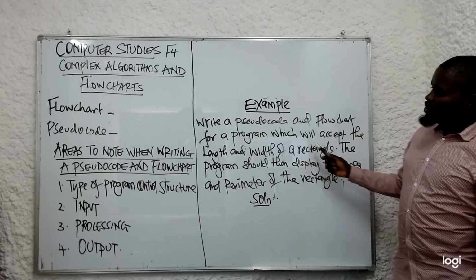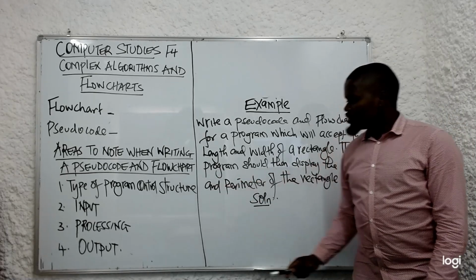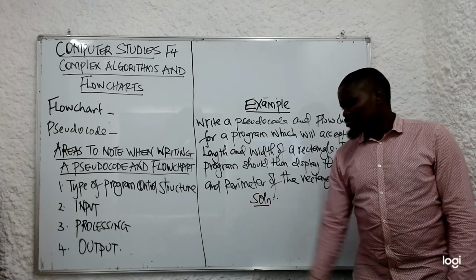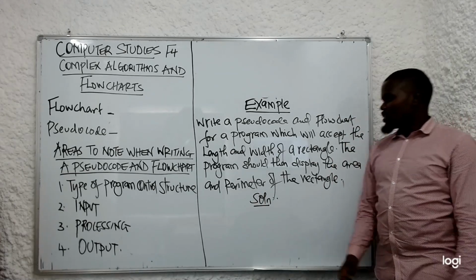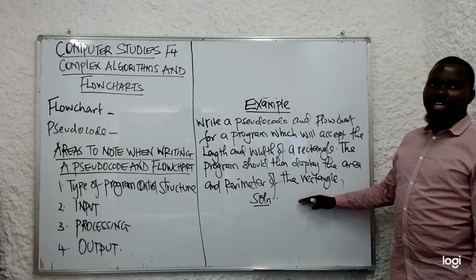So here I want you to deduce the program control structure, the input, processing, and the output. I want you to deduce the following from this example. Then thereafter, you come up with a flowchart, then a pseudocode.